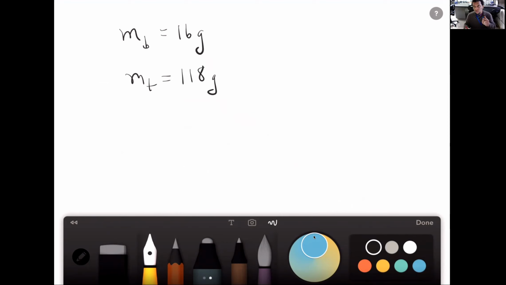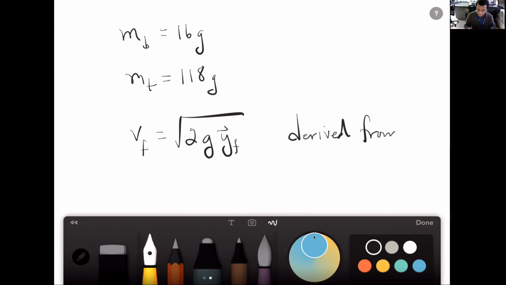So we're going to use an equation that you guys are familiar with. We just did it in the last experiment, two experiments back. And we're going to use this equation. I'll probably talk about it later. 2 times g times y final, okay? So we derived this one from the conservation of energy.